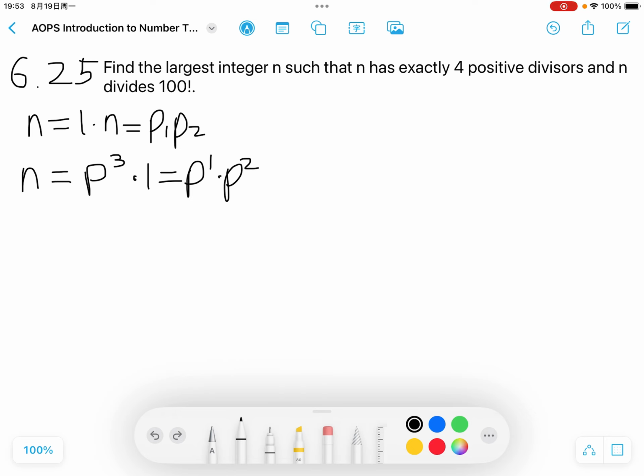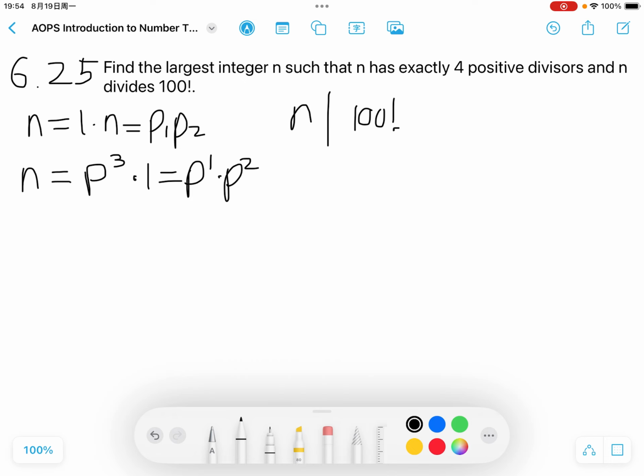Now the next part. So n divides 100 factorial. What does n divides 100 factorial mean? Does it mean that 100 factorial is a divisor of n, or n is a divisor of 100 factorial? Well, in this case, it means that n is a divisor of 100 factorial. So n is a divisor of 100 factorial.